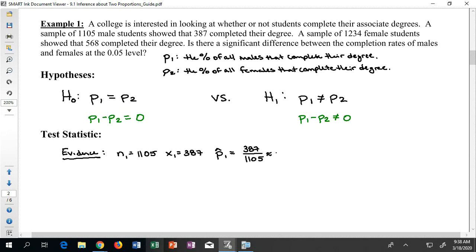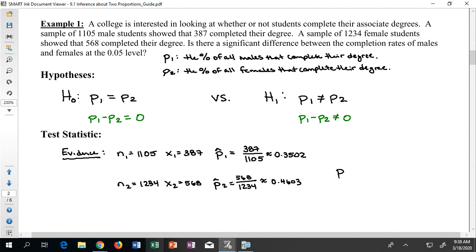Now for the sake of time, I'm going to go ahead here and just write out the values that I found, but you can double check me with your own calculations. I found that percentage to be 0.3502. Below this, I'll just write down exactly what I got for all of my second sample values. So there were 1,234 girls that were surveyed. There were 568 of them that completed their degree. And so p hat number 2, I get by doing this division. And I got this value as 0.4603.